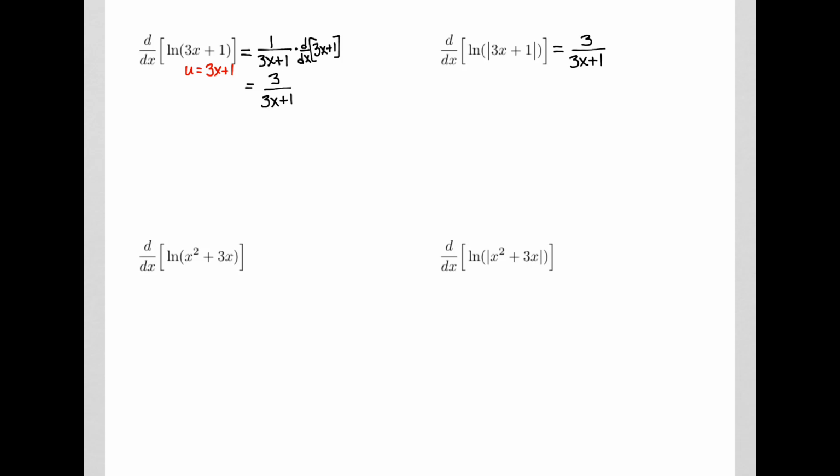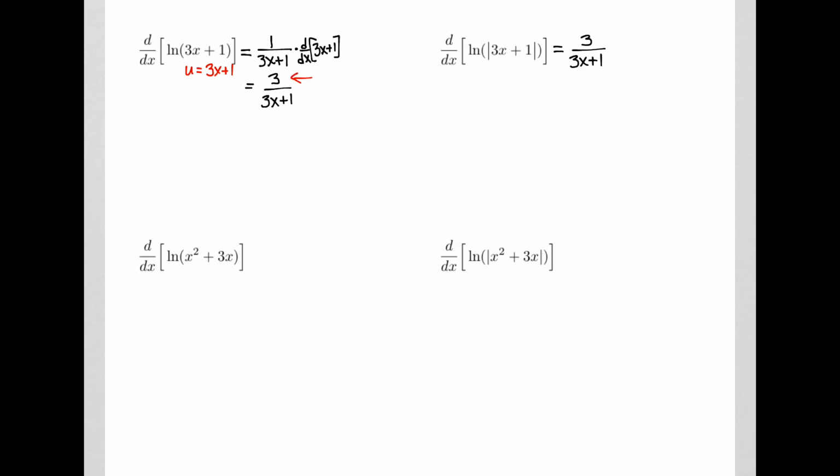First, let's talk about the top row. In both of these examples, my u is 3x plus 1. So when I use the chain rule, the derivative of the natural log of u is 1 over u times the derivative of u. And so the derivative of u here is just the number 3. And so I get this formula. My derivative of the natural log of 3x plus 1 is 3 over 3x plus 1.